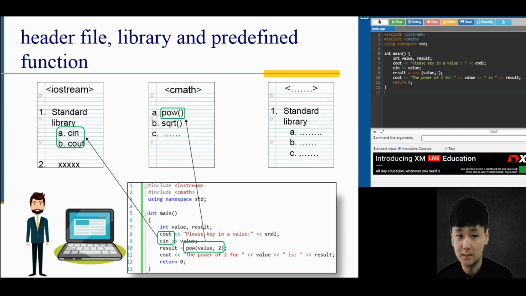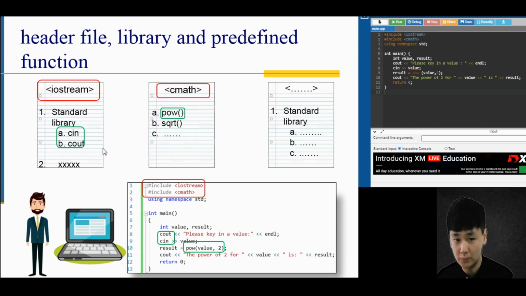For instance, cin and cout are located inside the iostream library, and this iostream is known as the header file name. And pow is a predefined function which stays inside the library known as cmath. This is the header file name. So this is the file name for the library cmath, and iostream is the header file name for this particular library.